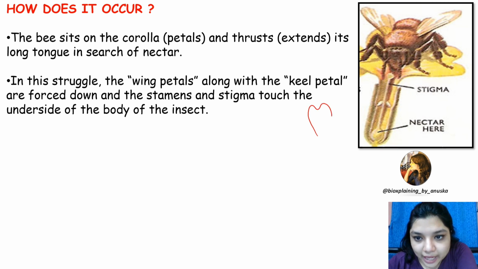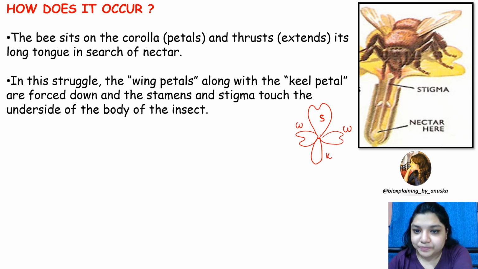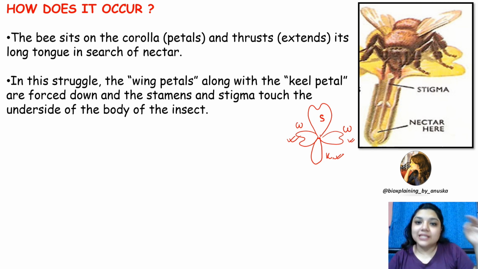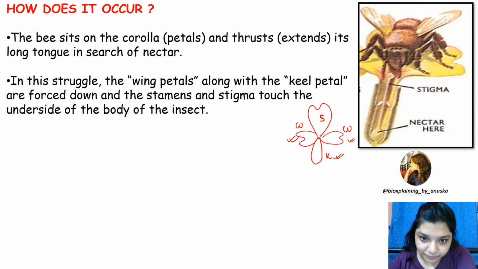So for a quick recap, what did we see? This is the standard petal. Then we saw that at the sides, we have the 2 wing petals present. And at the bottom here, we have the keel petal. So when the bee comes and sits, the wing petals and the keel petals are forced down. And when these petals are forced down, then simultaneously what happens? The stamens and the stigma touch the underside of the body of this bee. Right? Are we clear with this till now?